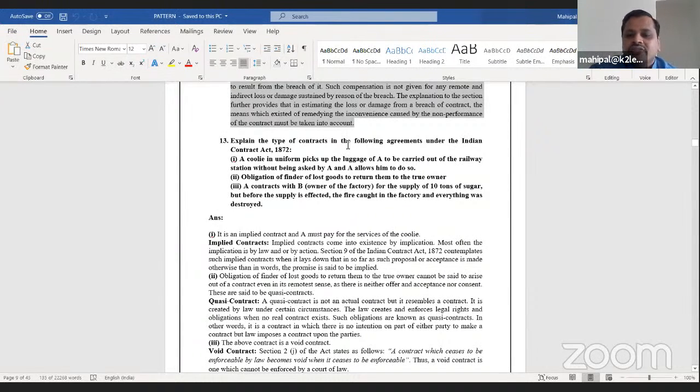Explain the type of contract in the following agreements. A coolie in a uniform picks up the luggage of A to be carried to the railway station without being asked by A, and A allowed him to do so. First one, what is it? Implied? Great. Obligation of a finder of lost goods to return them to the true owner.